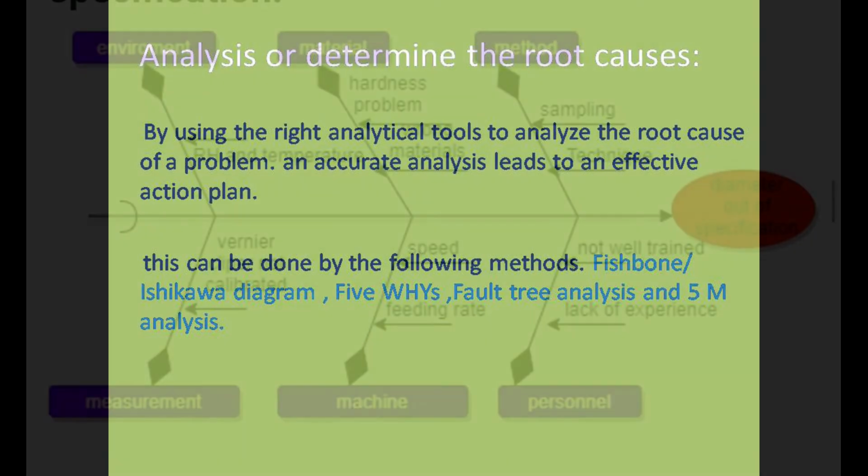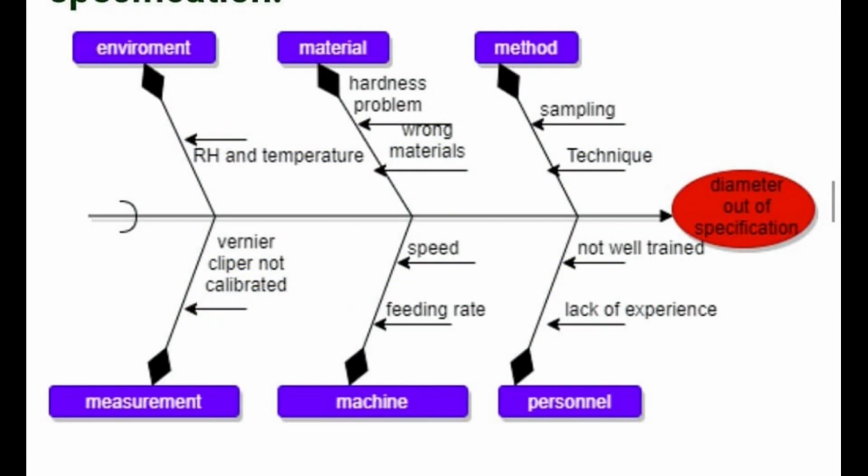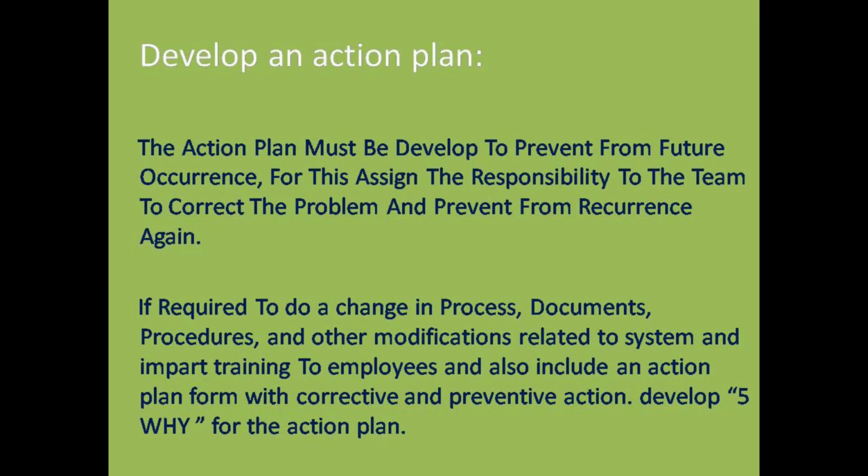Ishikawa or fishbone diagram. Ishikawa or fishbone structure is used for the analysis of the root cause of a problem. As you can see in this image, here is an example of tablets to investigate diameter out of specification. Develop an action plan. The action plan must be developed to prevent future occurrence. For this, assign the responsibility to the team to correct the problem and prevent recurrence. If required, make a change in process, documents, procedures, and other modifications related to the system, and impart training to employees, and also include an action plan form with corrective and preventive action.